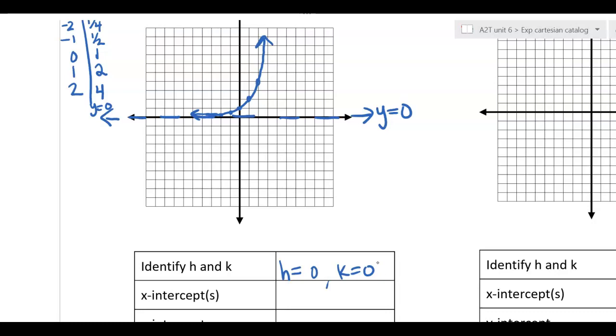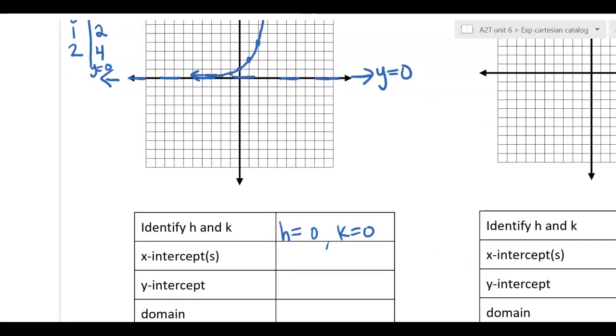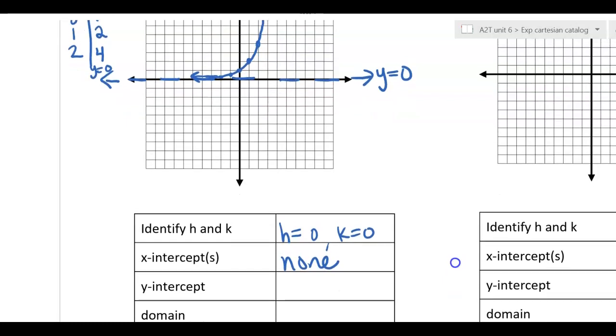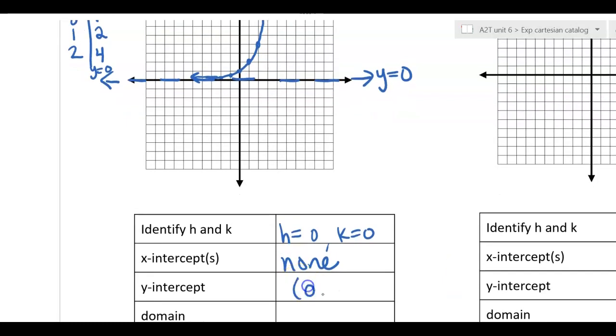H and K don't necessarily make a point for us. We saw this with our reciprocal function as well. So that's why we're just identifying H and K and not writing it as a point, okay? The X intercepts here would be none, okay, because it's not reaching that X-axis, that asymptote. The y-intercept would be 0, 1.